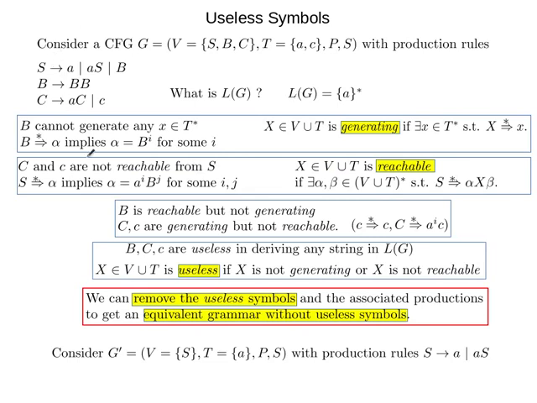So take this grammar. It has non-terminals S, B, C and terminals small a, small c, with these productions, and S is the start symbol. Now what is the language generated by this grammar? You will see the language is not A star, it is A plus, because there is no empty production. It is A plus. Okay.